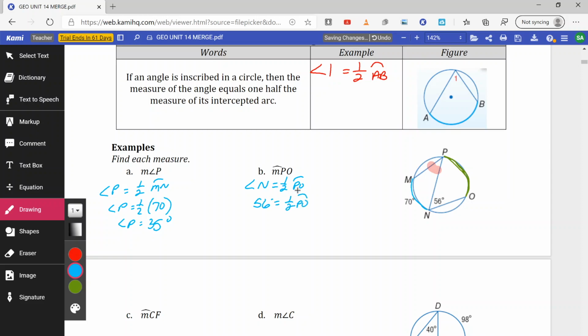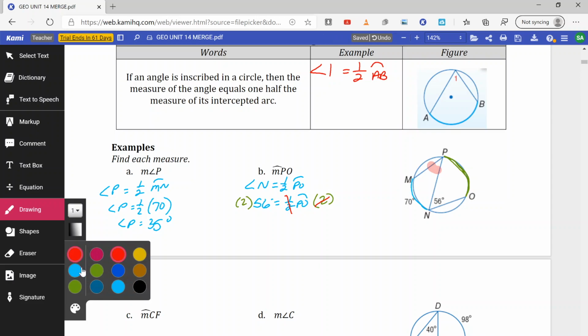We have to get rid of that fraction half, and we do that by multiplying by what's in the denominator of the fraction. If we're dividing PO by 2, that means we have to multiply both sides by 2. That cancels out the 1/2 and the 2. When I double 56, I get 112 degrees for arc PO. So if I am going from an arc to an angle, I cut the arc in half. If I have an angle and need to find the arc, I will double the angle measurement.